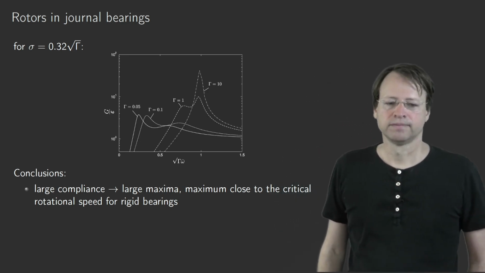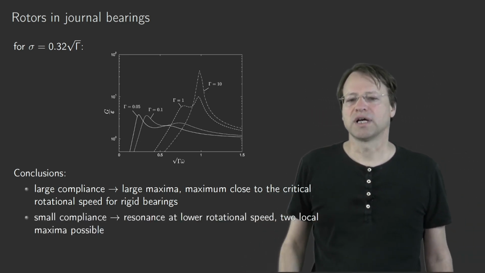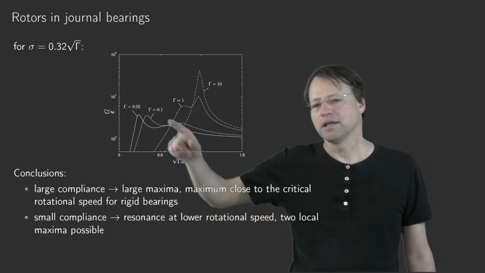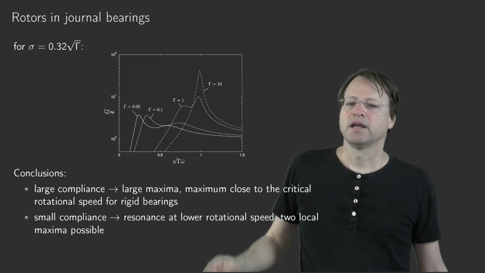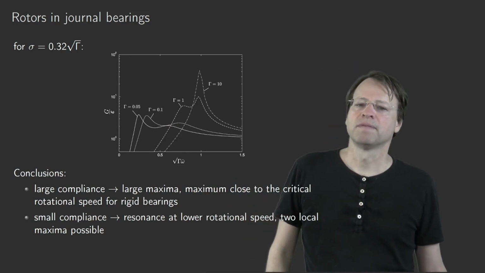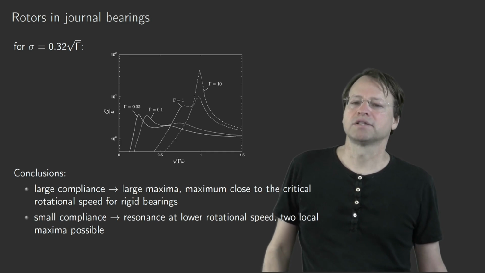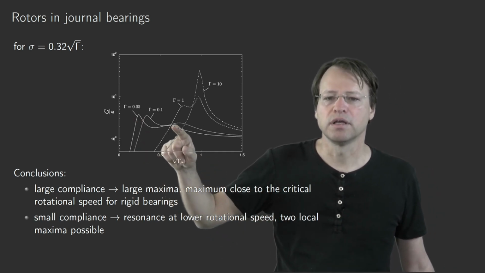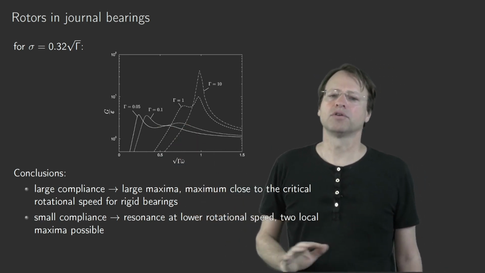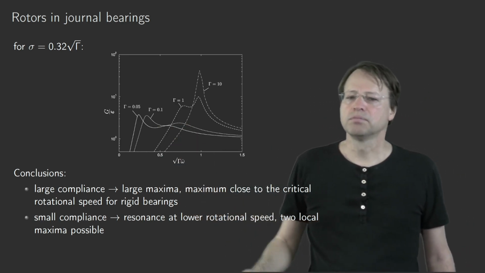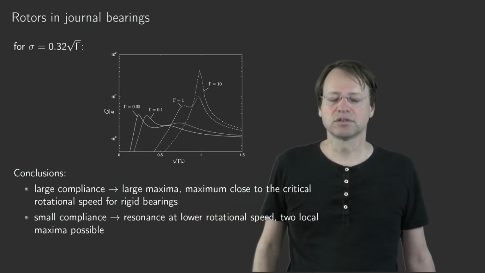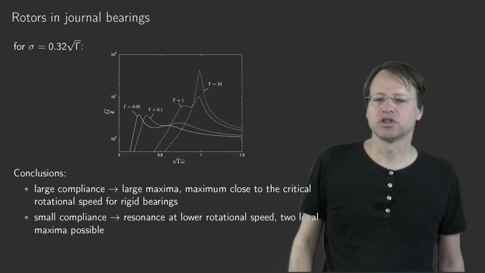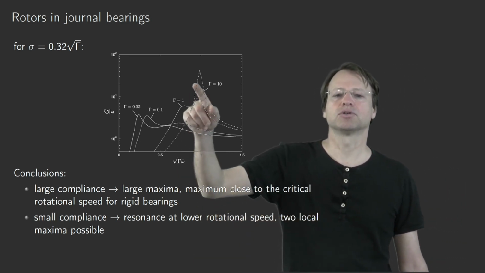However, in the case of a small compliance, so a rather rigid rotor, or resonance, if we call that resonance, I would say the peak appears at very low rotational speeds. Sometimes there are two local maxima possible. So you can see there's one here and another one there. But you can see that they are not very pronounced. So that would be a kind of resonance.